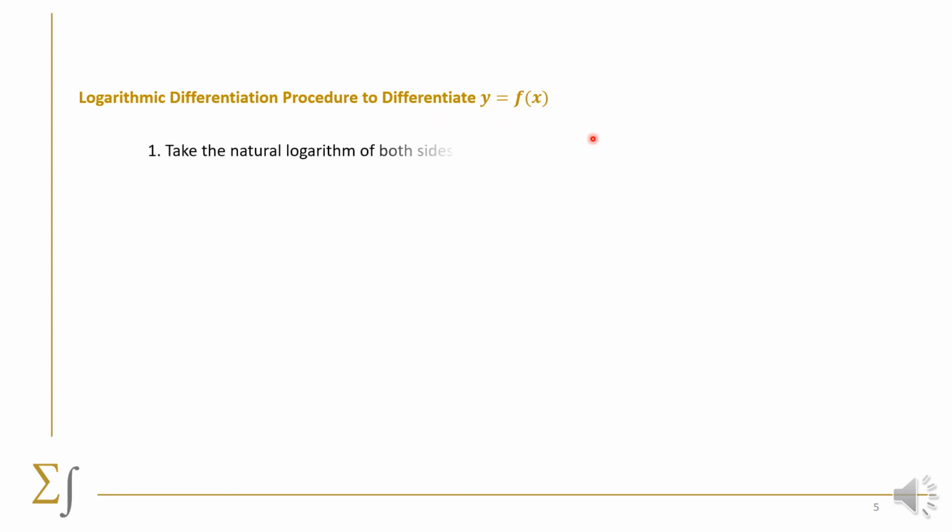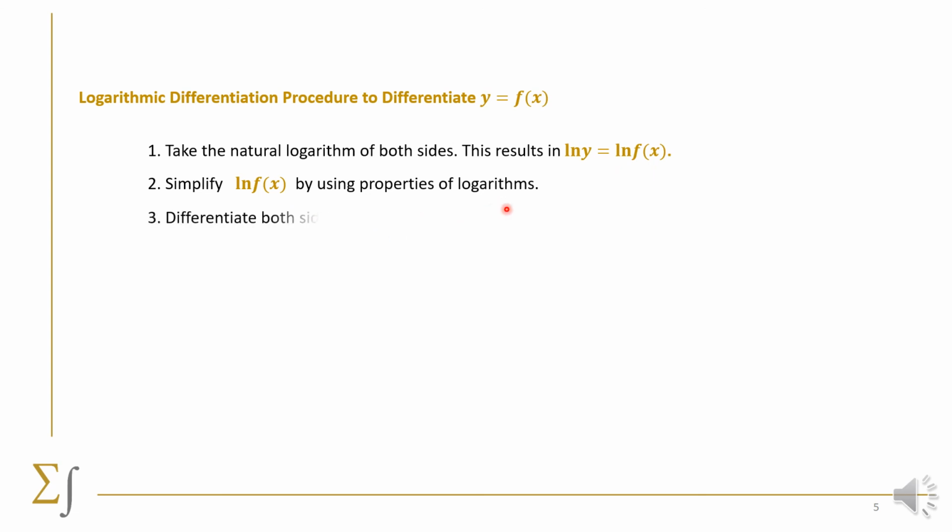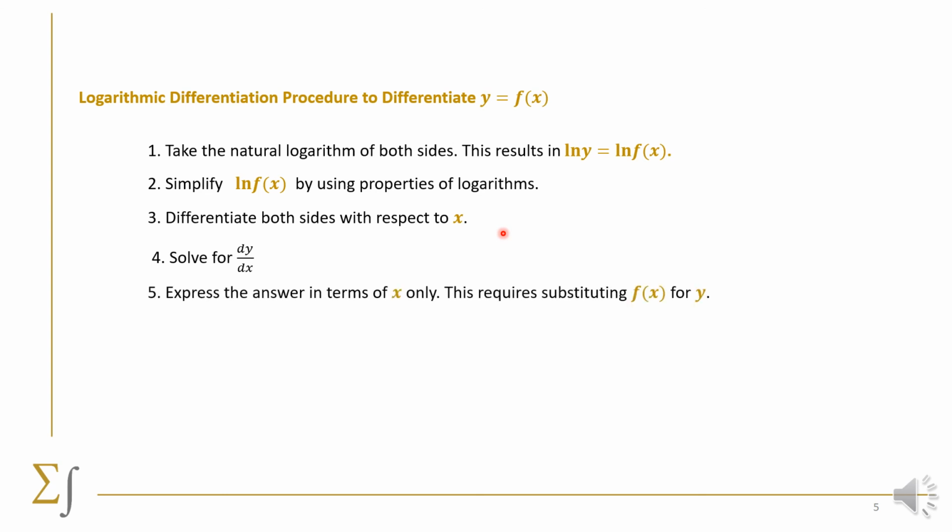First of all, we take the natural logarithms of both sides, so we get ln y is equal to ln f of x. Step number 2, we simplify the right-hand side, which is ln f of x, using properties of logarithms. Step number 3, we differentiate both sides with respect to x. Step number 4, we solve for y prime. Step number 5, we write our answer in the form of x only. We replace y by its given value f of x.